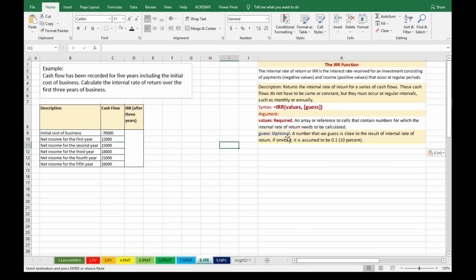And guess is optional. This is a number that we guess is close to the internal rate of return. If it is omitted, it is assumed to be 0.1, which is 10%.